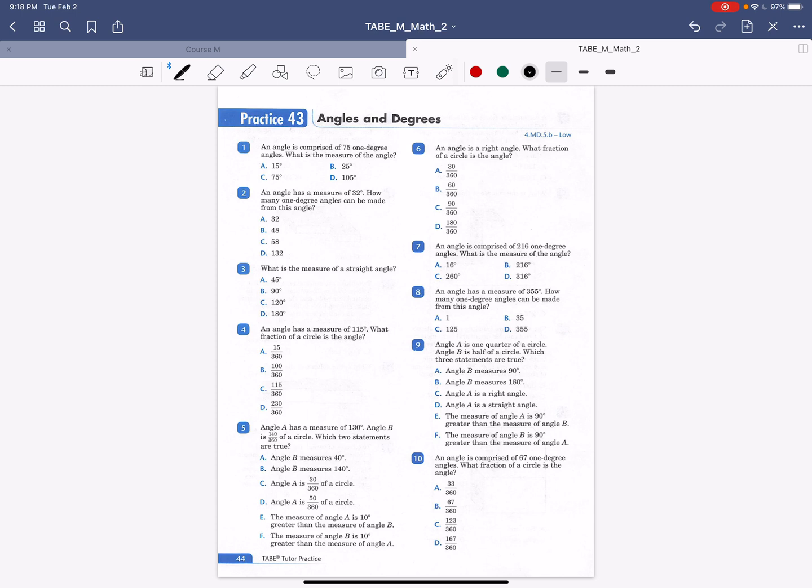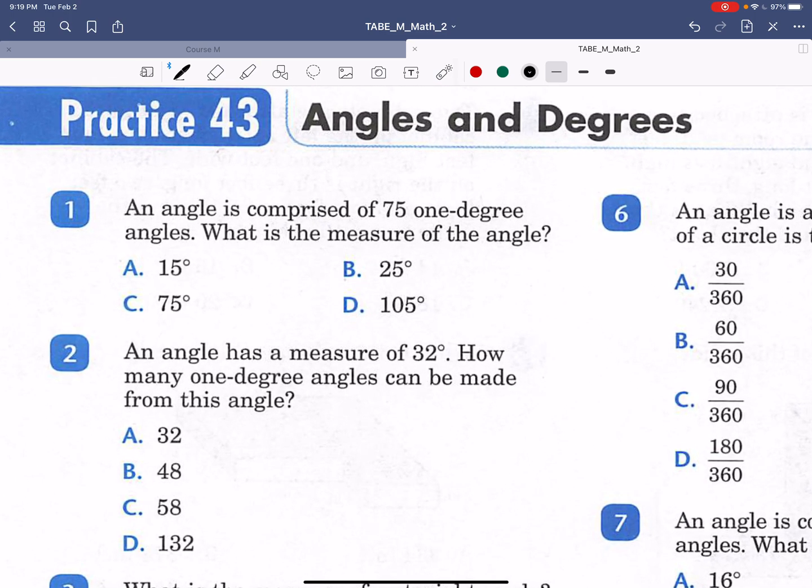If you haven't watched the instructional video, you need to watch that first, because in that one you get a lot of angle vocabulary, all kinds of things that you really need to know to be able to do this practice. So I'm on page 44 of the workbook, and I'm looking at number 1.